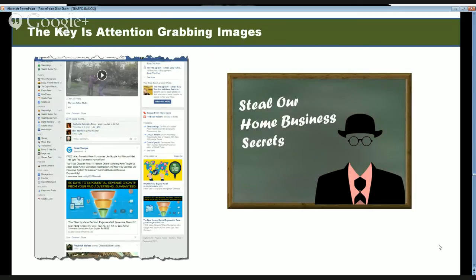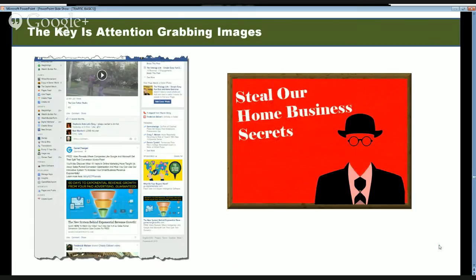Steal our home business. That's a really intriguing thing, okay? It's going to focus and filter on somebody that's interested in home business, but you're going to tell them they can steal a home business. Okay, is that going to get their attention? Probably. Now let's look at a variation of that, okay?